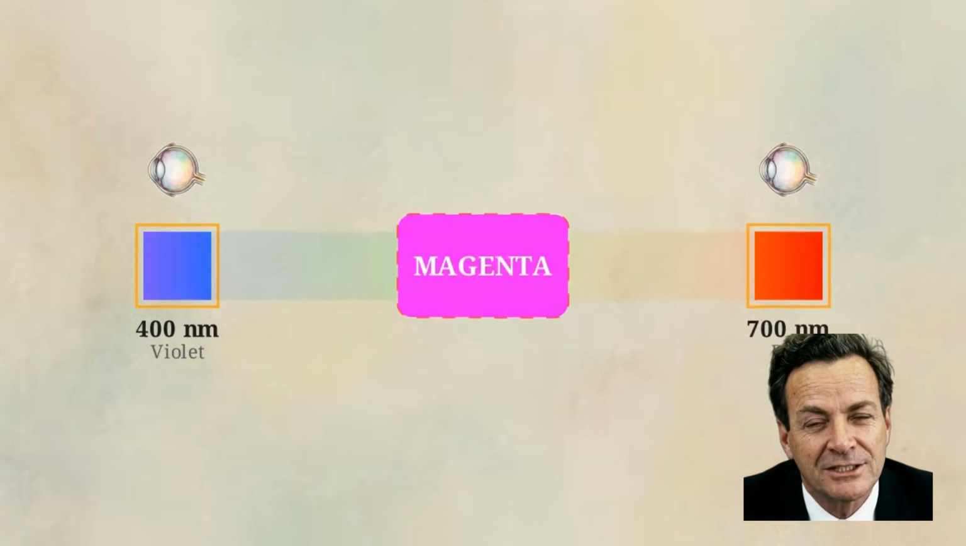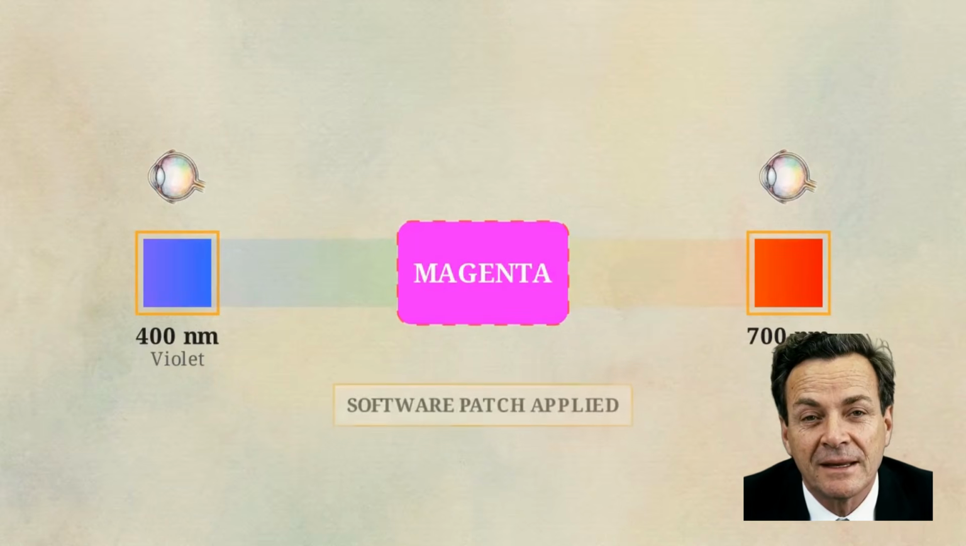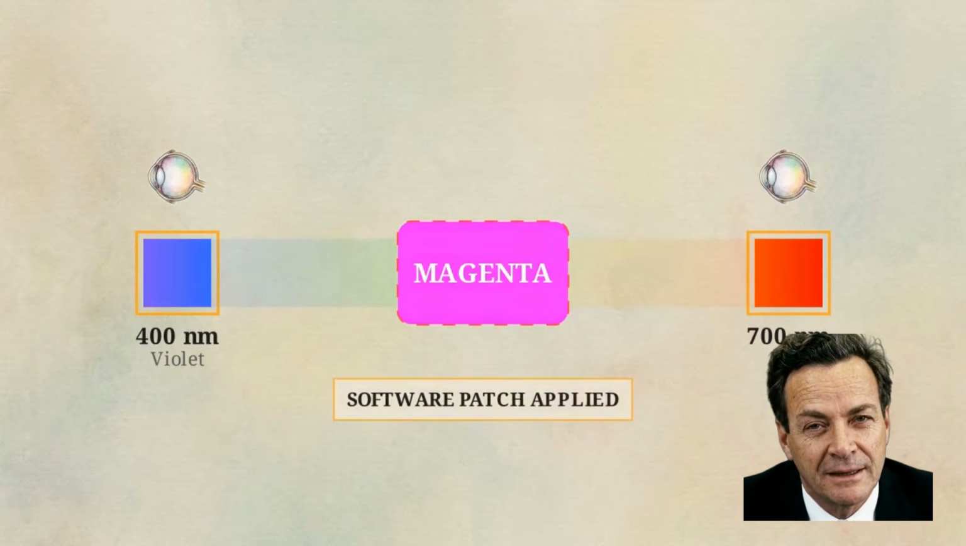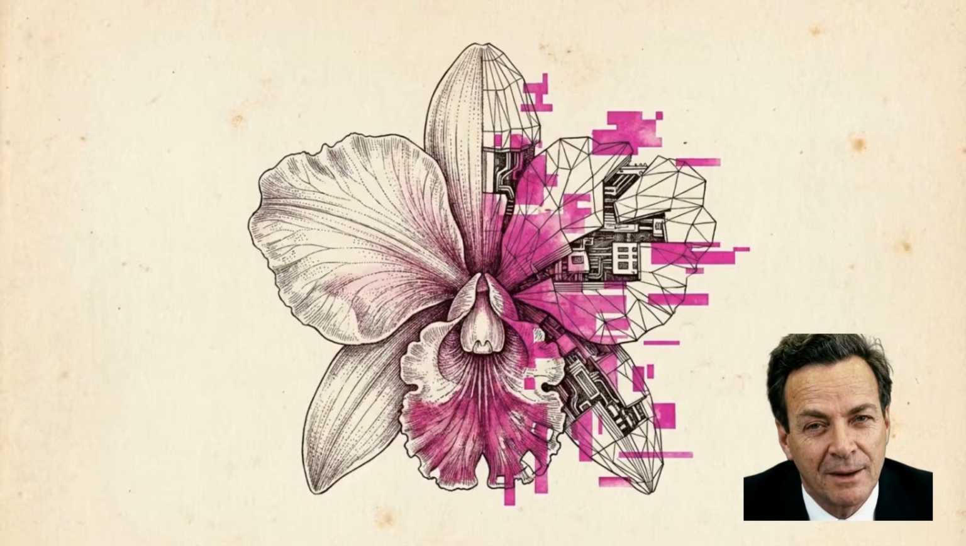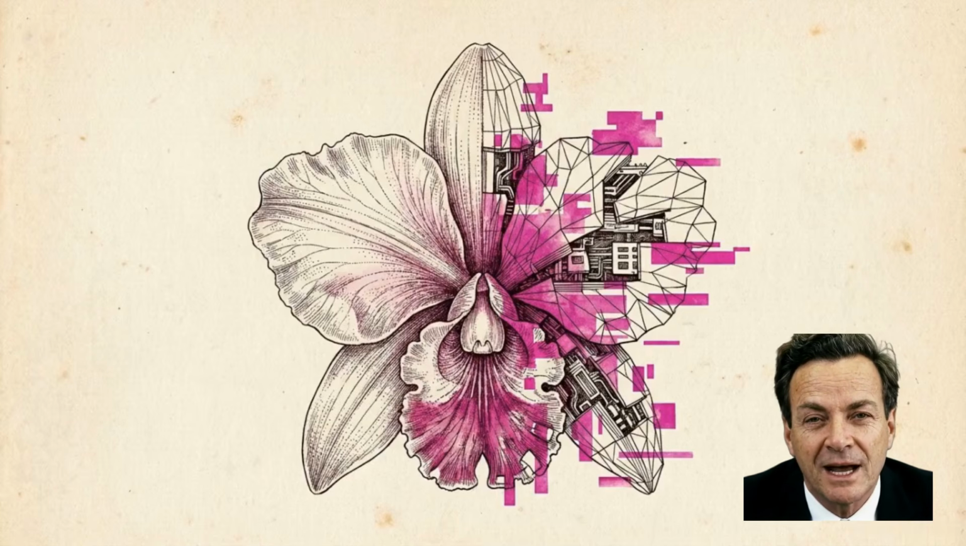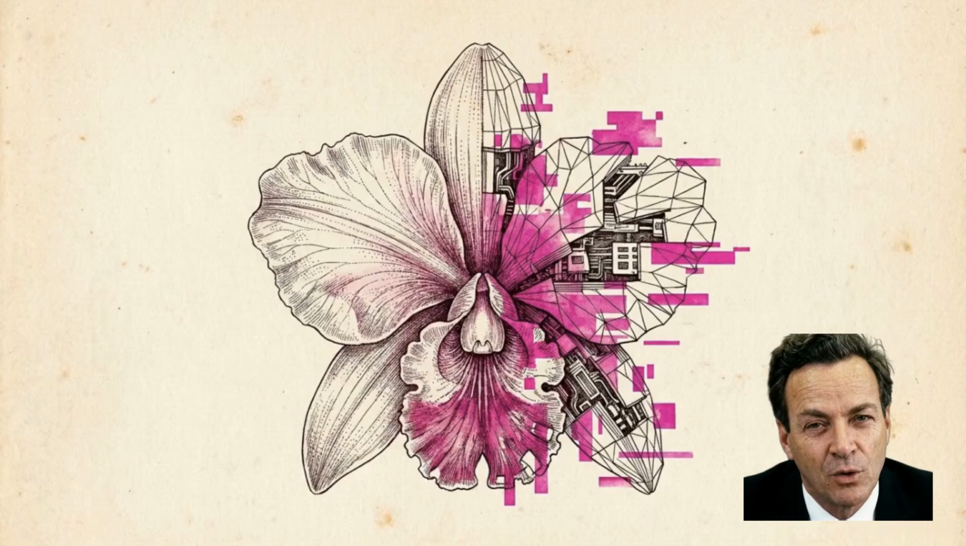Magenta does not exist on the electromagnetic spectrum. It has no physical wavelength. It is a biological error code. It is a placeholder your brain invented to bridge the gap between two opposing mathematical signals. Every time you look at a magenta flower or a magenta neon sign, you are staring directly at a crack in your own biological programming.